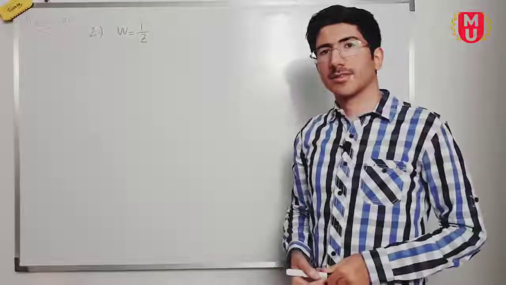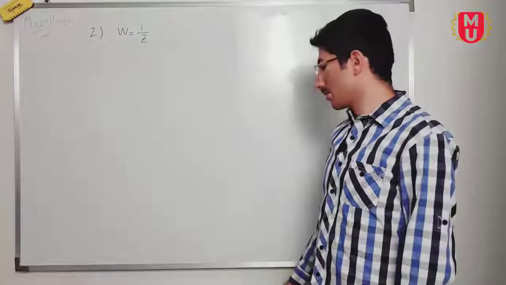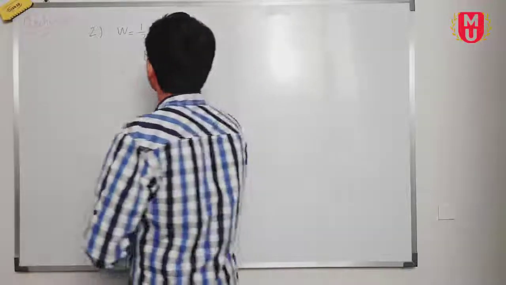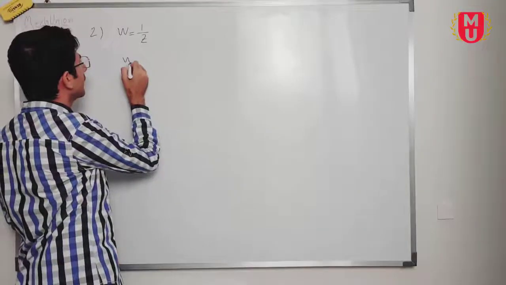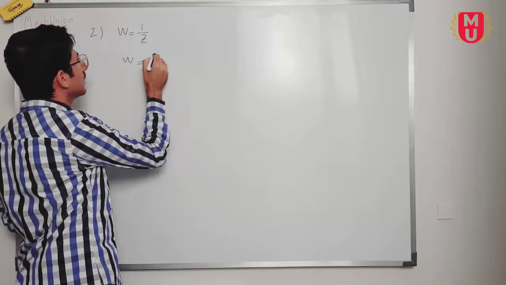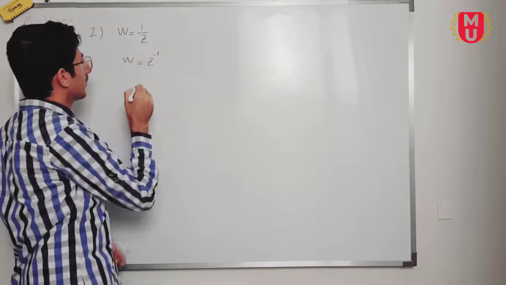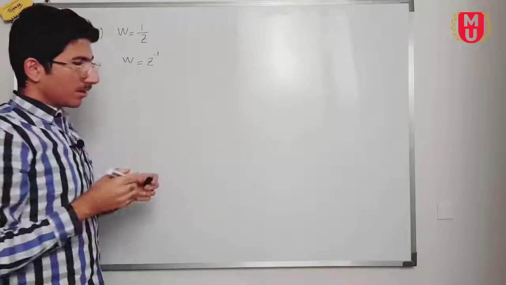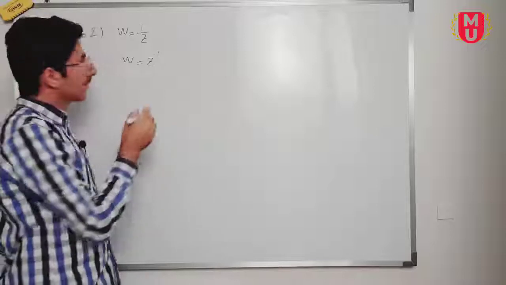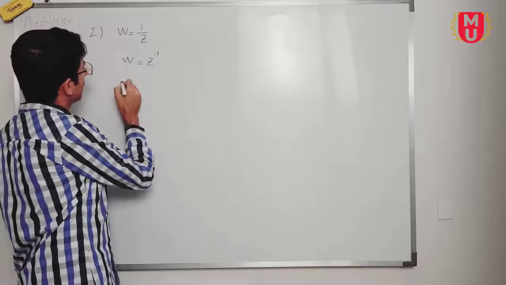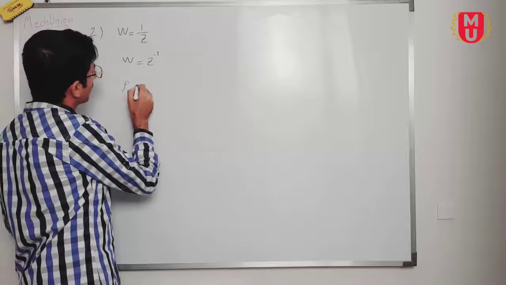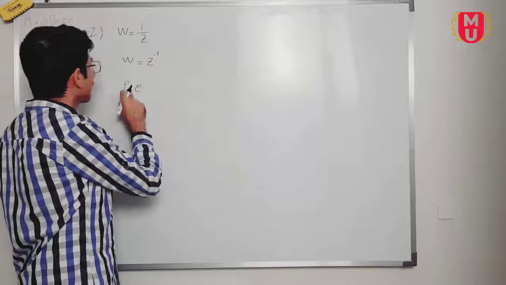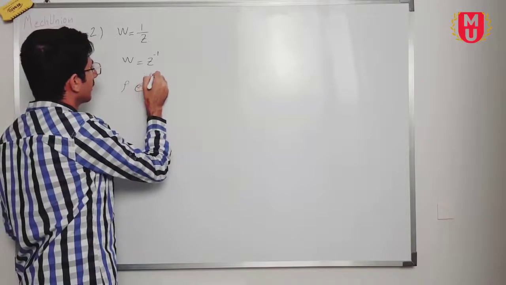Okay, for the second type of mapping that I chose for this video, it's W equals 1 over z. We can write this as W equals z to the power of -1. If we write it in Euler form, we suppose rho and phi for this new region. We have rho e to the i phi.